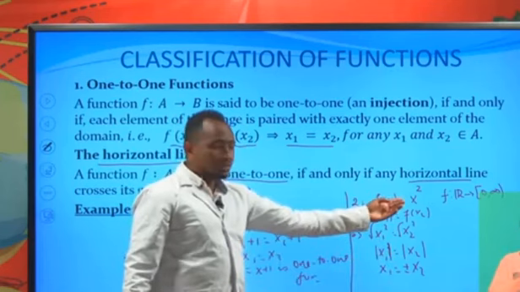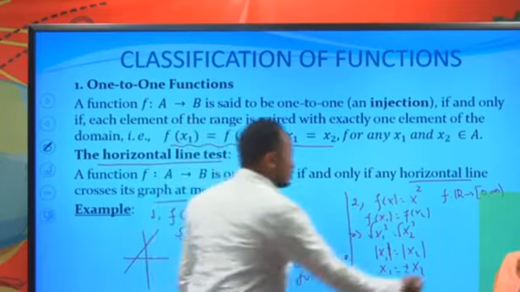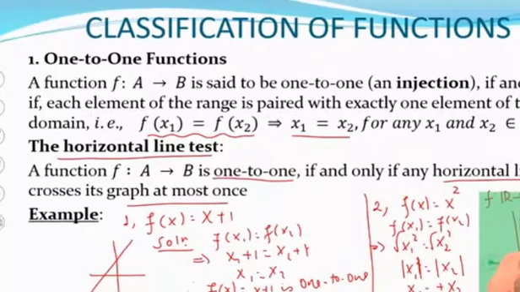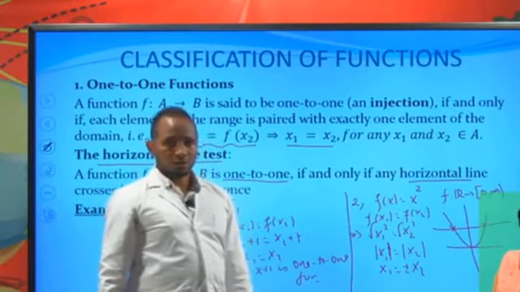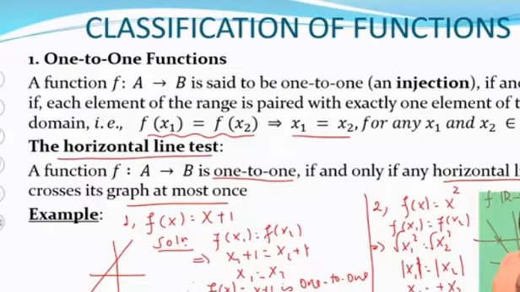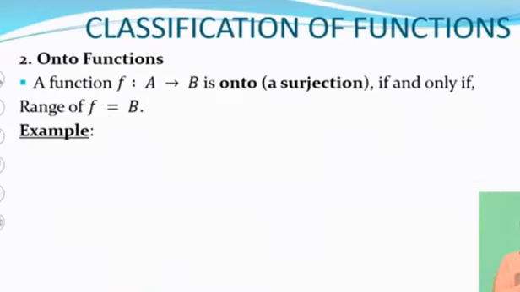Or you can check this using the graph. If you draw the graph, you will have this one. And if you check a horizontal line, it crosses the graph more than once. Because of this, f of x equals x squared is not a one-to-one function. So let's continue. Onto functions.